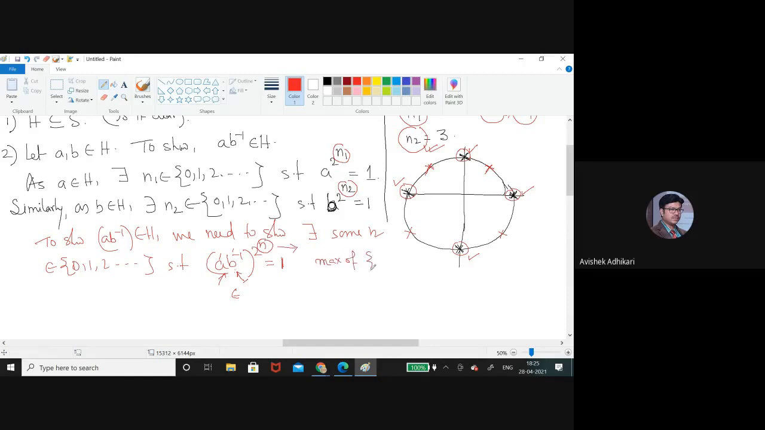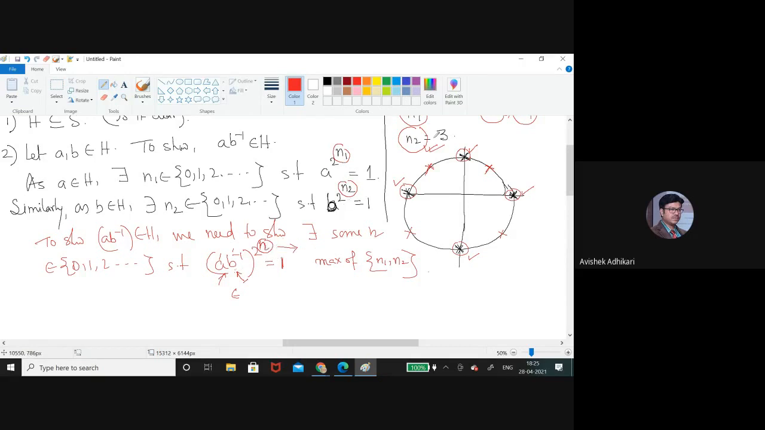So I can think of this n to be my maximum of n1 and n2. Then we are done basically. If I consider the maximum of n1 and n2, then we are done. Then that n will help us in getting the answer.